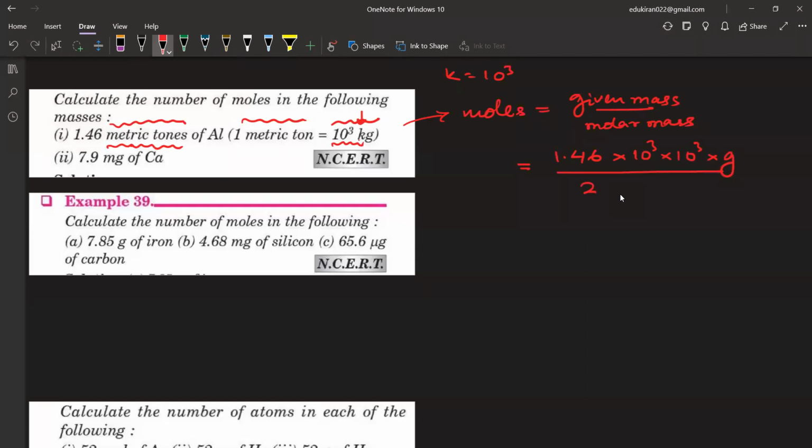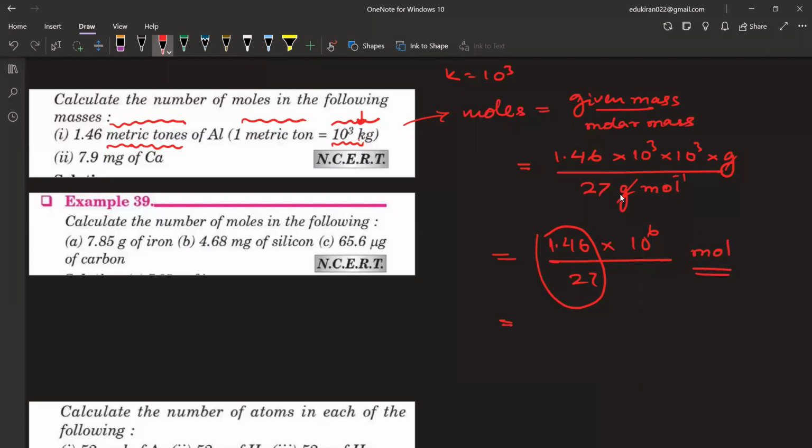What is the molar mass? 27 grams per mole. Now, this grams and grams will cancel out each other, and you will get 1.46 into 10 to the power 3, and 3 is 6, divided by 27 moles. Now you tell the answer. What was the answer you are getting? I think you divided this part, right? 27 and 1.46. Sorry, 0.054 into 10 raised to 6. Okay, you're getting that now.